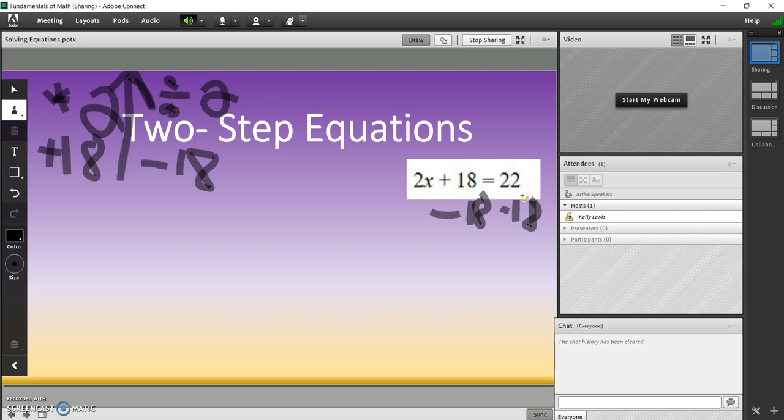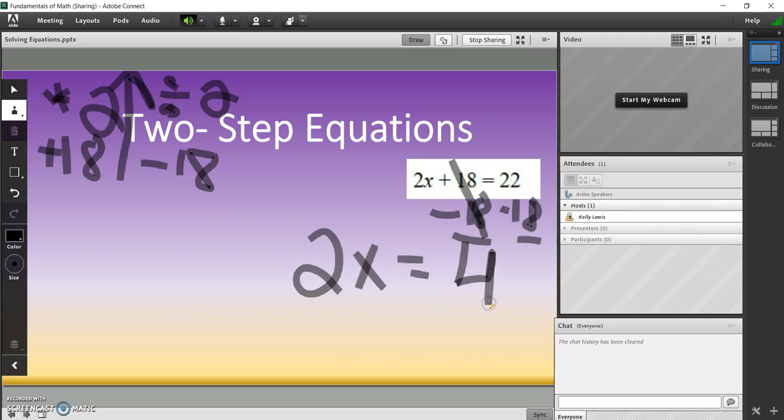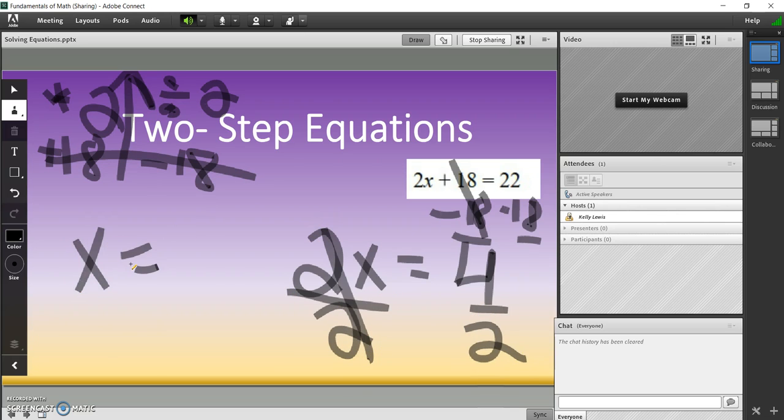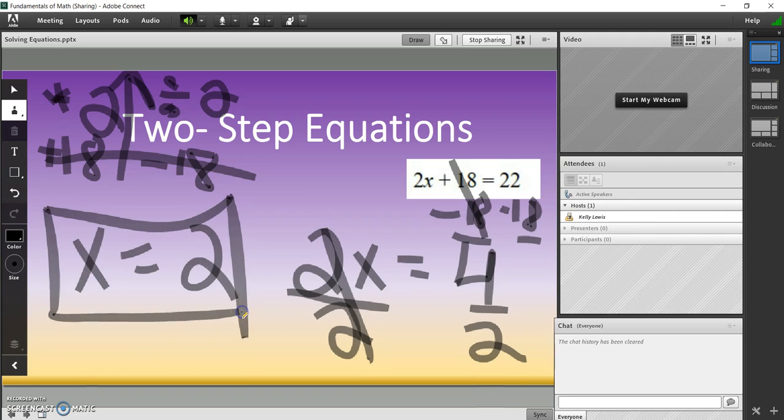22, and then you gave me 18 dollars, so I have 4 dollars left. Then the 2 is being multiplied, so we're going to divide. So I get x equals 2, because 4 divided by 2 is 2. And if we want to check our work, this 2 times this 2 is 4, and then 4 plus 18 is 22, so we're correct.